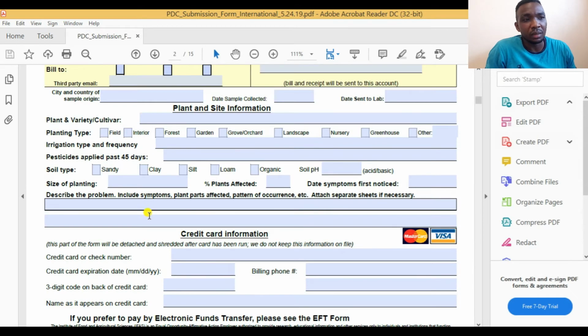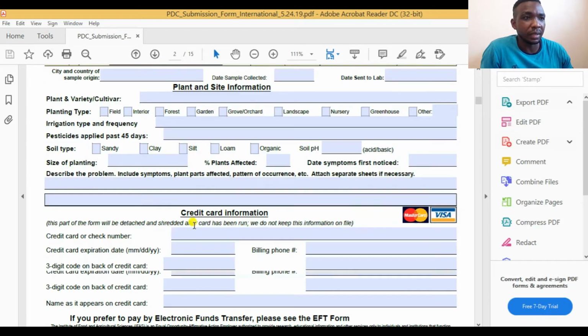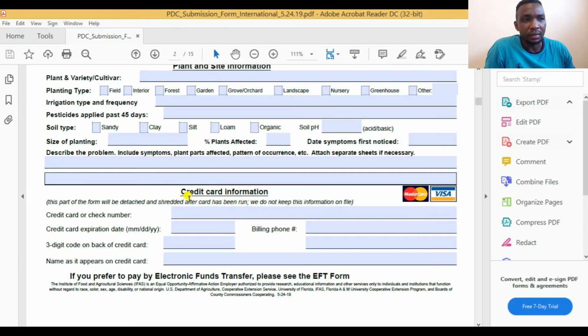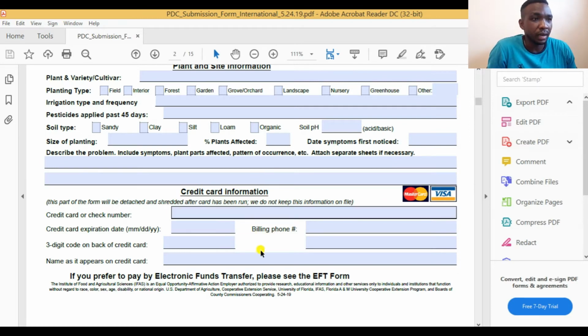And then of course, in terms of payment, this is where you have options. You can add your credit card here. As they say, this part of the form will be detached and shredded after the card has been run. We do not keep this information on file. So once you give them the information here, they do their testing, take their money, shred the paper and discard any information regarding your card. So that's it for that.